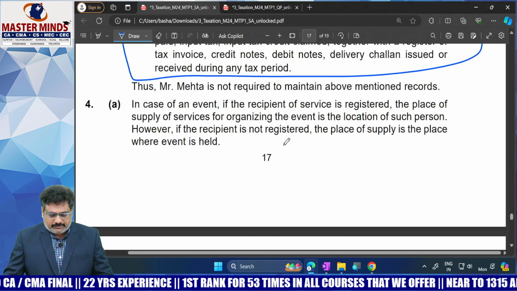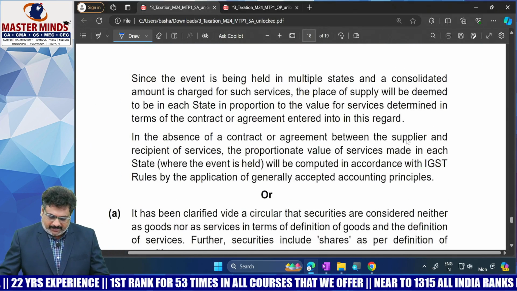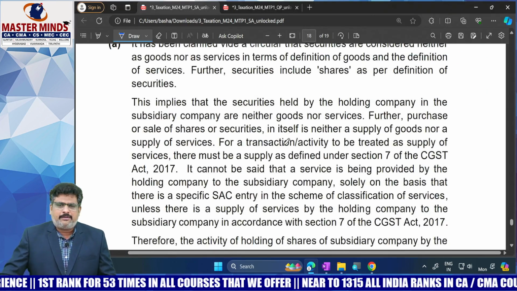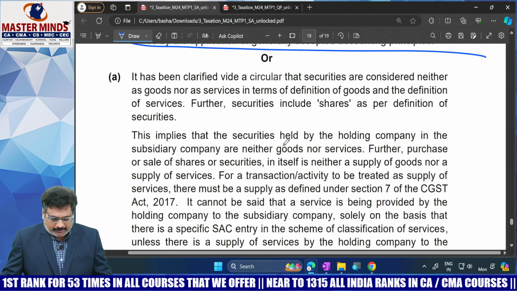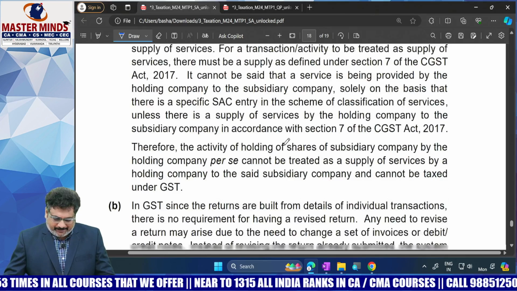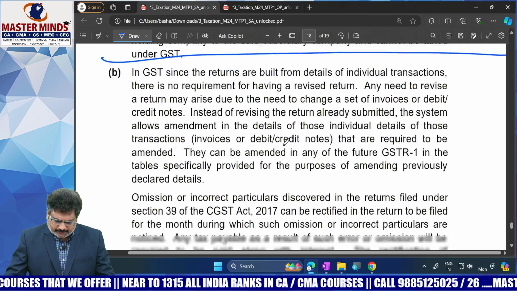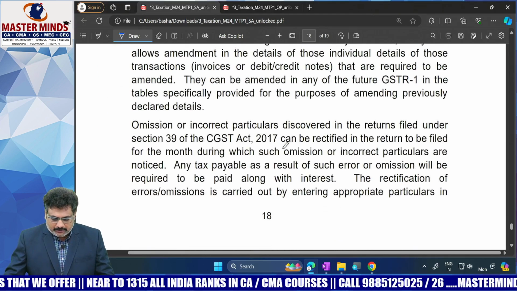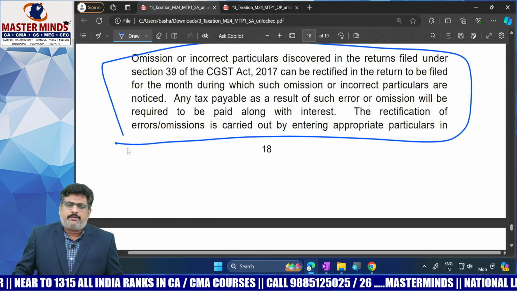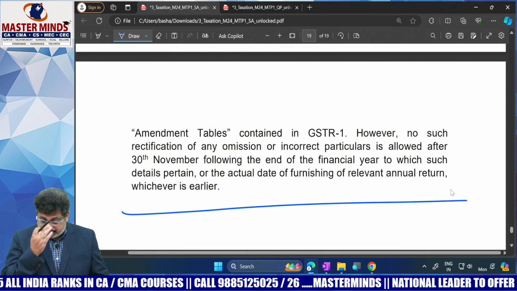Check the fourth one. See this. With respect to place of supply, direct theory question. Okay. And see this, second one. This is an amendment, purely based on amendment it was asked. And the third one with respect to returns: what is the maximum time limit? Because in this also amendment is there, with respect to rectification. That's why it was asked by using amendment tables.